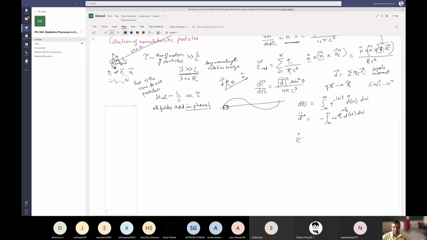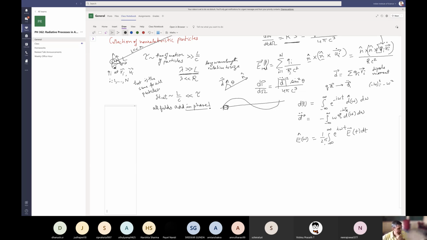What about E omega, the frequency dependence of the electric field? What I'm actually doing is just taking a Fourier transform of this, right? This is as a function of space and time. But if I take the inverse Fourier transform of this, basically go from E(t) to E hat omega, that's nothing but 1 by 2 pi, e to the i omega t E(t) dt, right?